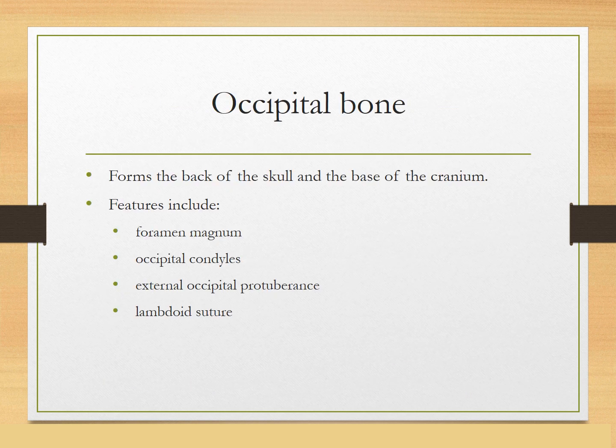The occipital bone forms the back of the skull and the base of the cranium. Its features include the foramen magnum. This is a large opening that allows for the passageway for the spinal cord. The occipital condyles are rounded projections that articulate with your first vertebrae. The very back of your head comes to somewhat of a point or ridge, and this is the external occipital protuberance. The occipital bone articulates with the temporal bone via the lambdoid sutures.